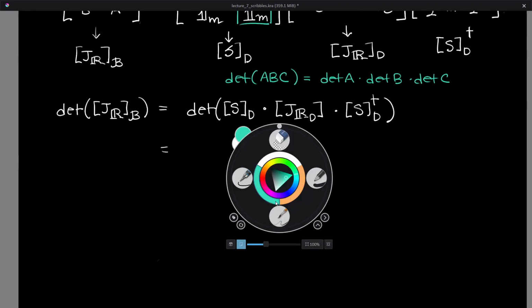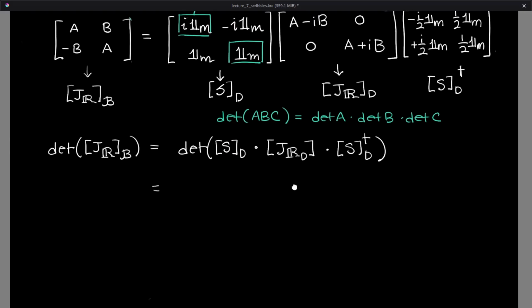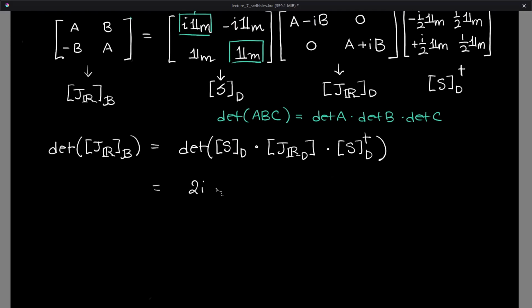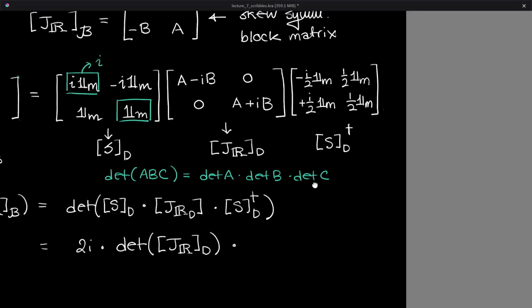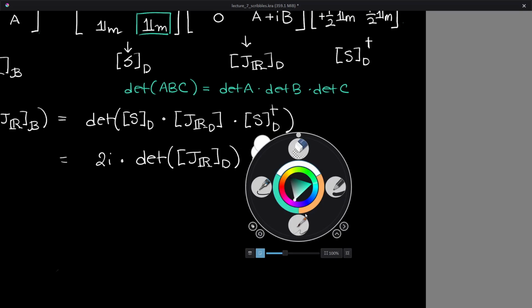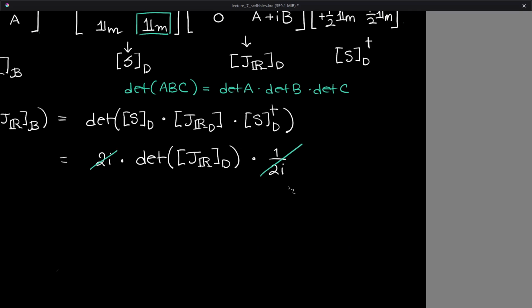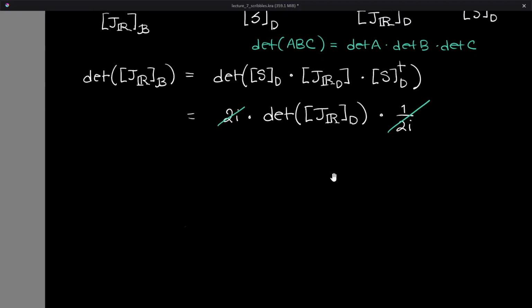So let's use that. The determinant of this whole matrix, you can calculate it, is 2i multiplied by the determinant of this matrix in the middle, J_R, multiplied by the determinant of this concrete matrix, which is 1 over 2i. So then these two cancel out. So the determinants are the same, which is usually what you get by diagonalizing a matrix, right? So their determinants stay the same.